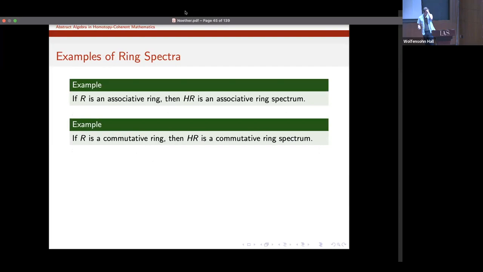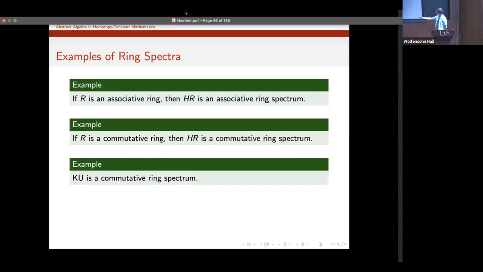I've only given you one other example of a cohomology theory so far, this complex K theory, KU, that's also an example of a commutative ring spectrum. Remember, complex K theory has to do with vector bundles. And the addition on complex K theory has to do with the fact that you can take direct sums of complex vector bundles. And the fact that this is a ring spectrum is because there's a multiplication on complex K theory that has to do with tensor products of complex vector bundles.